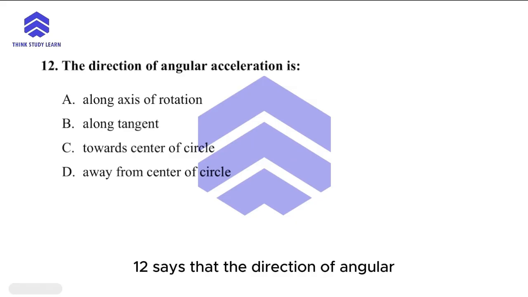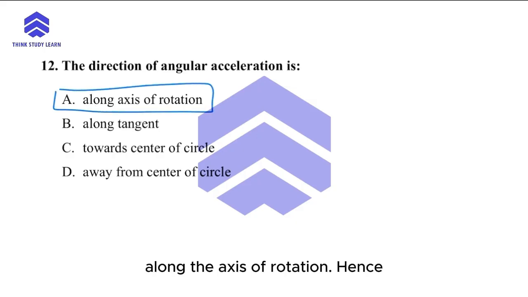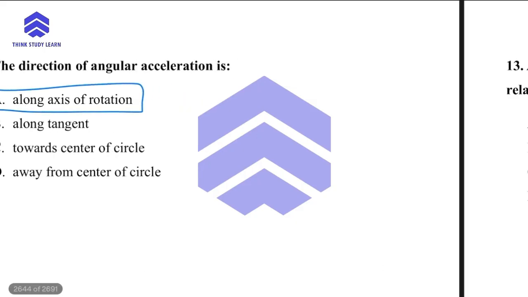Question 12 says that the direction of angular acceleration is along axis of rotation, along tangent, towards center of the circle, or away from the center of the circle. We know that the angular acceleration is related to axial vectors. Therefore, we can say that it is along the axis of rotation. Hence, option A is the correct answer.